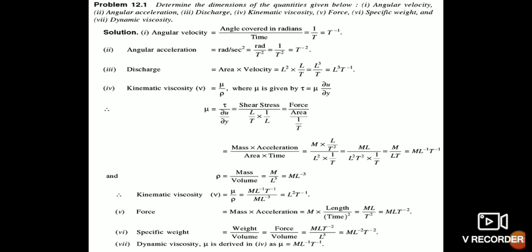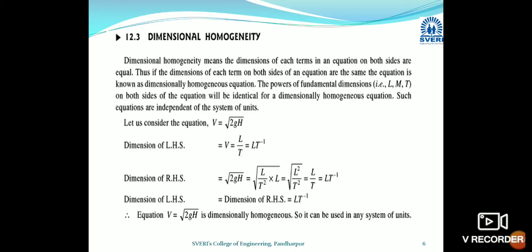Remember that for all the quantities that we are going to use in fluid mechanics, we should know their fundamental dimensions. Then another term is called dimensional homogeneity. When equations are there, we know that there are two sides of an equation: the left hand side and the right hand side. If the powers of the fundamental dimensions, that is M, L, T, at both sides, LHS as well as RHS, are equal or identical, then that equation is called a dimensionally homogeneous equation.